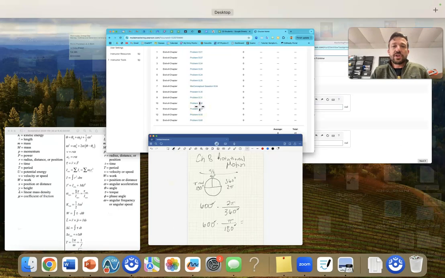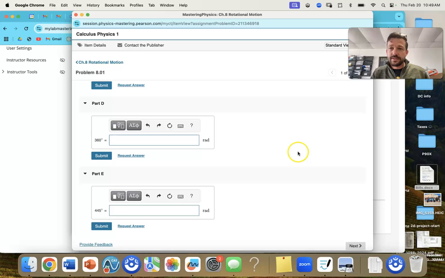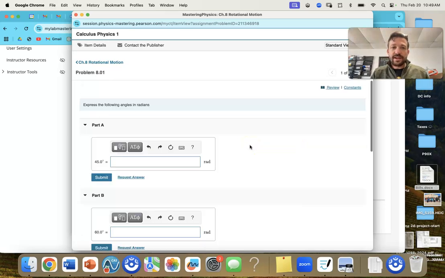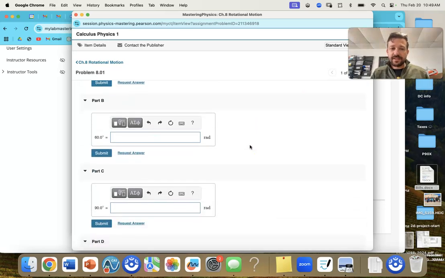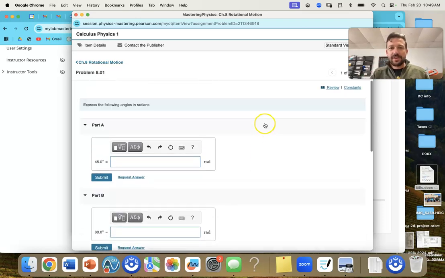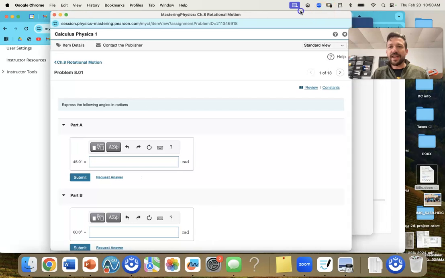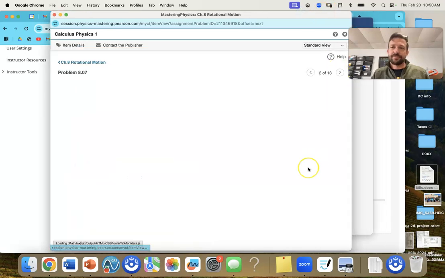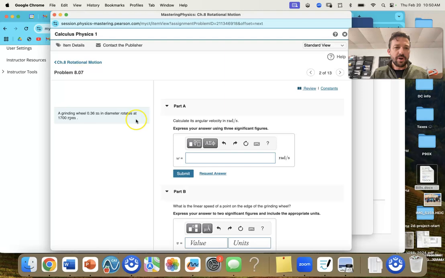I highly suggest memorizing the easy ones, like 45, 60, 90. Those should just come to mind. If you're doing it in calculus or something, it should just be there in your brain.